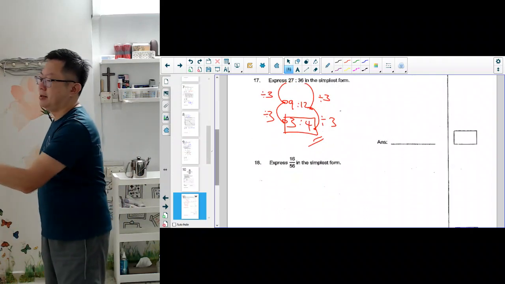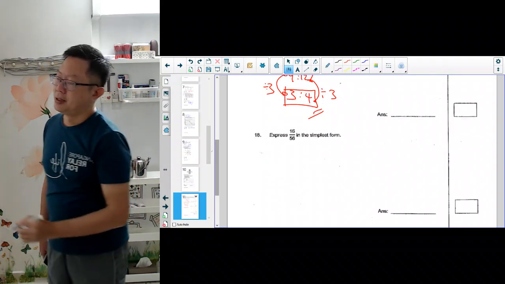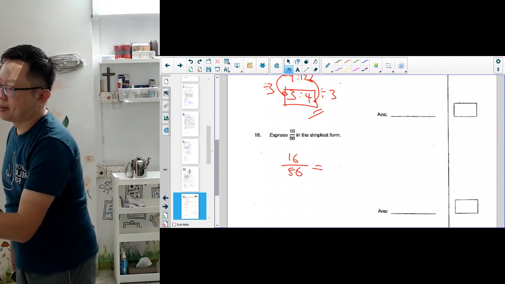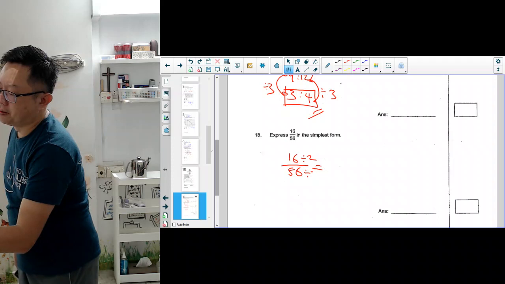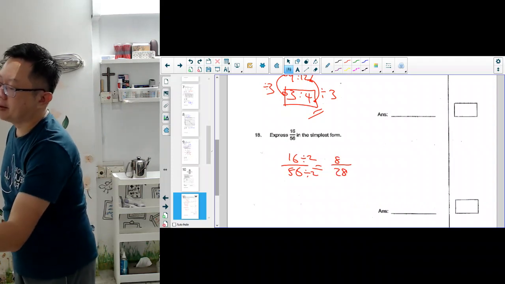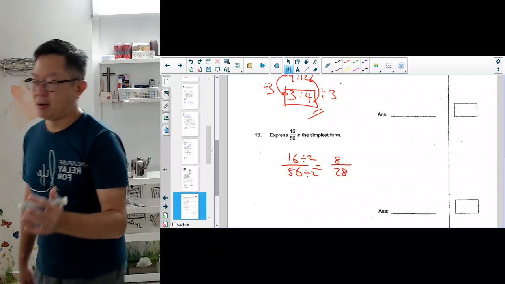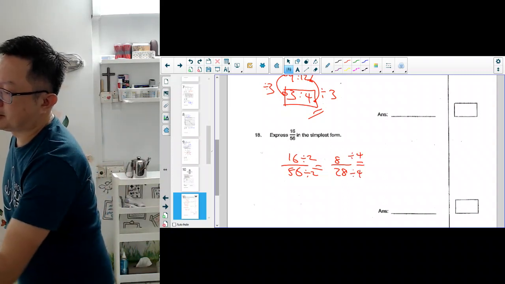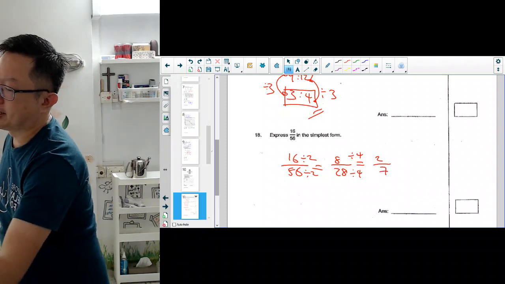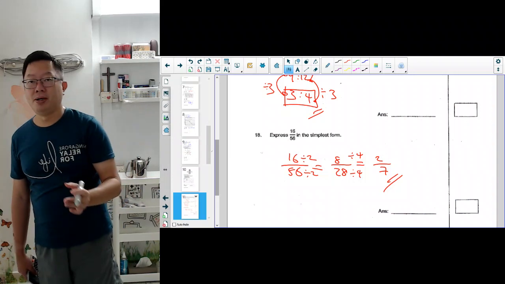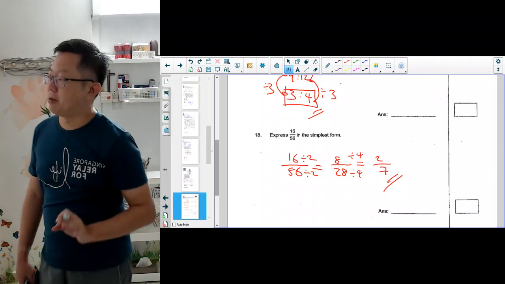Okay, next one. Oh, this is easy. So how do you change the fraction to the simplest form? So you divide by 2, and you will get 8:28. Yep. And then you divide by 4. Okay. And you will get 2:7. And that's your simplest form already. So quite easy to score the marks in your Paper 1 for this 1 mark question.